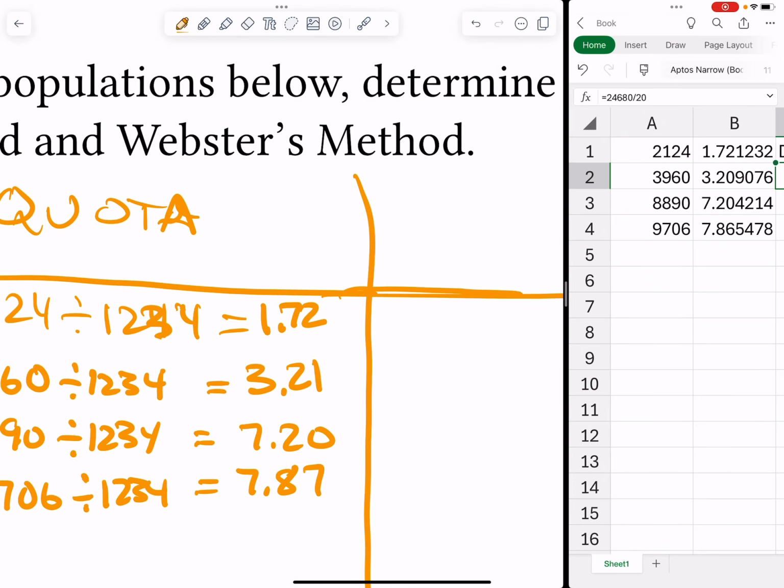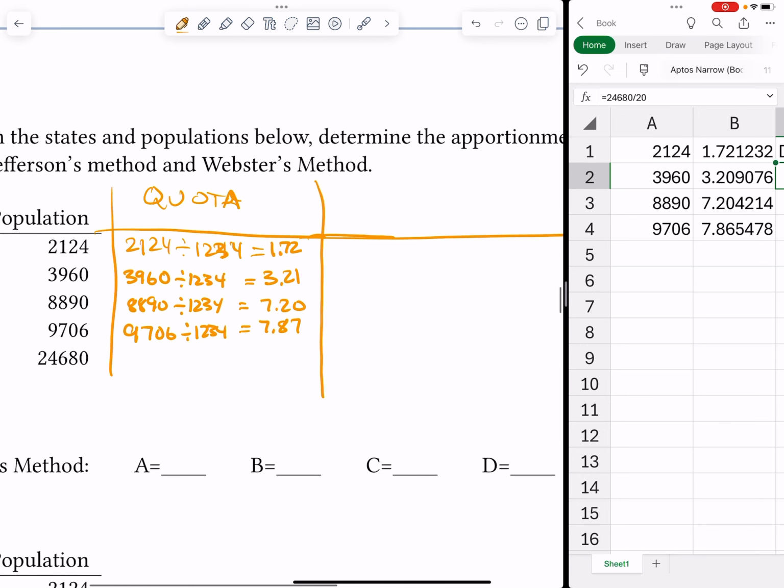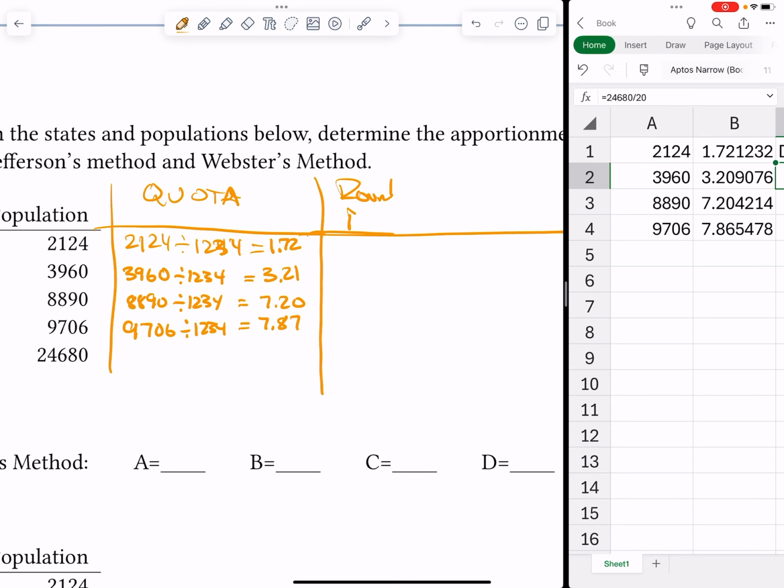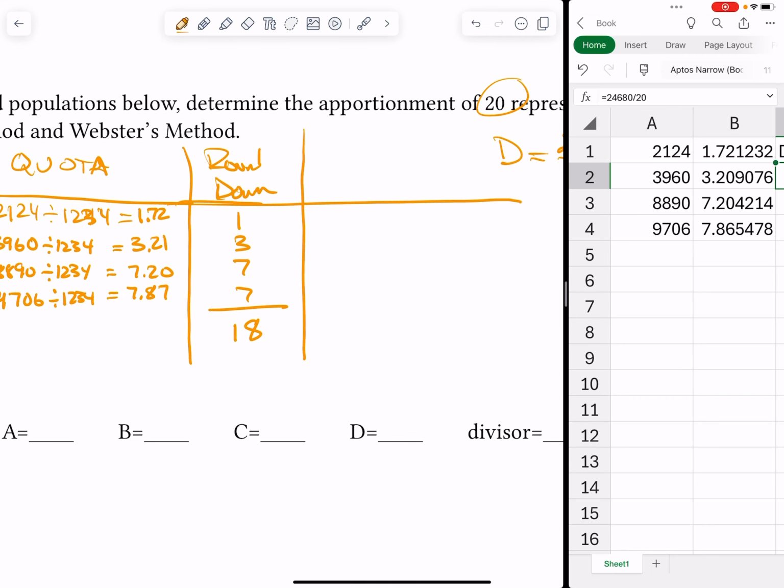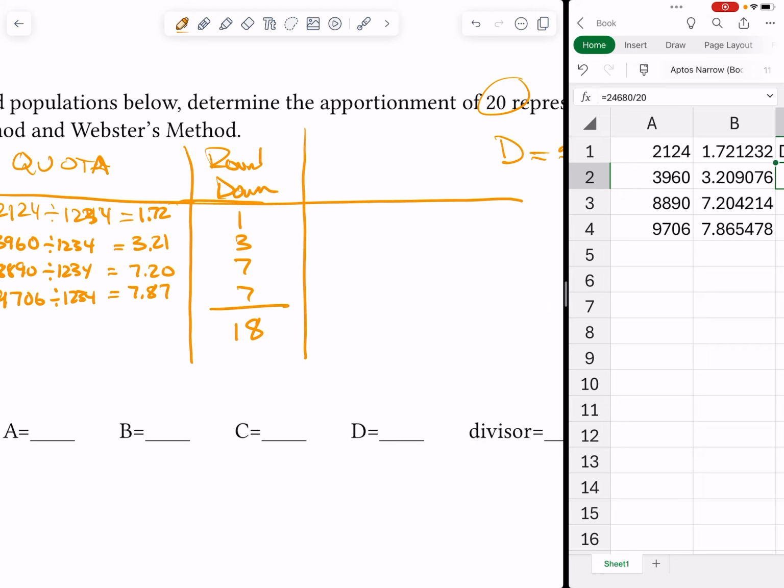Okay, now that I have that, I can round down. 1, 3, 7, 7. And then we're going to add those up. The total of those, it looks like, is 18, but I need 2 extras because I need 20. So extras, I need 2 more, and we're going to give the 2 more to the 2 largest fractional parts. And it looks like it's that one and that one get the extras. So we have a +1 here and a +1 there.